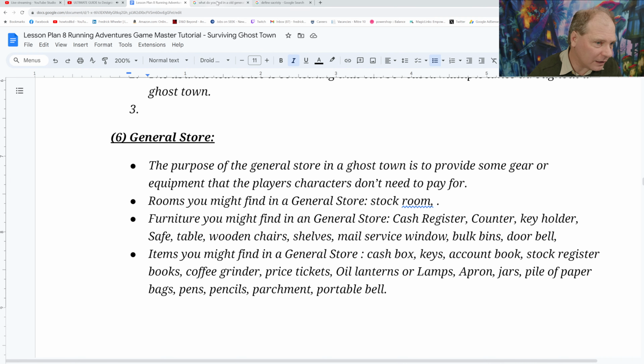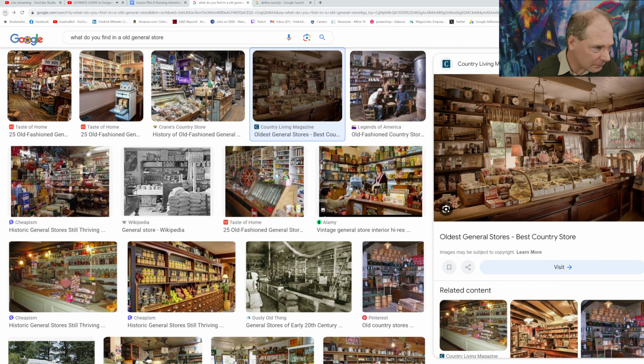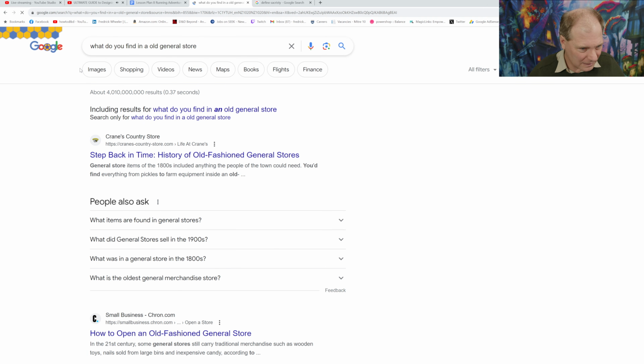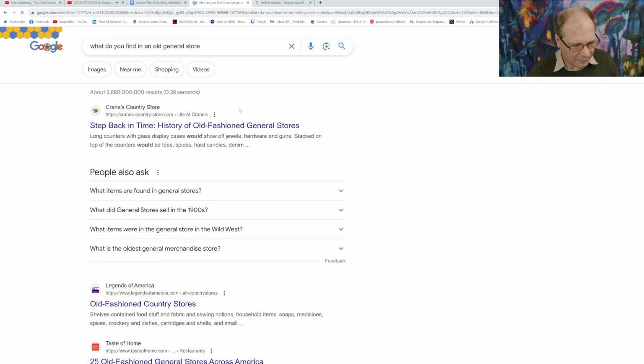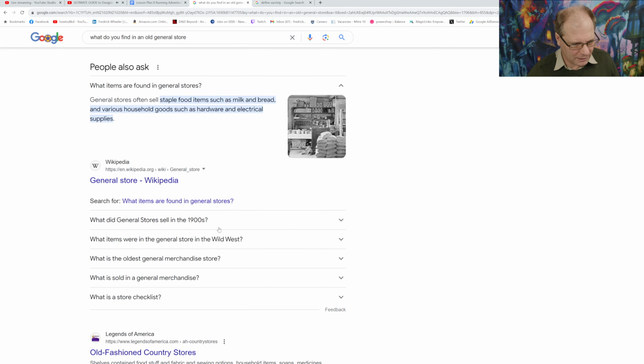What do you find in an old general store? Let's go here and see if we can. This has almost never worked. So far it's been what items are found in a general store. Really? Staple foods such as milk, bread. So useless to me. Completely useless.